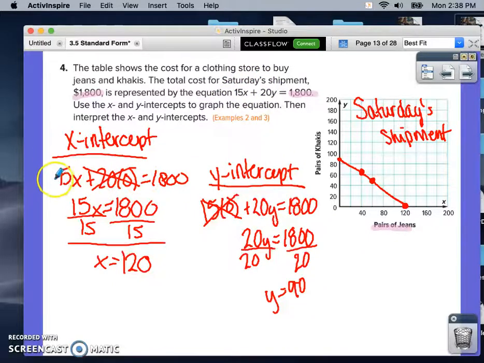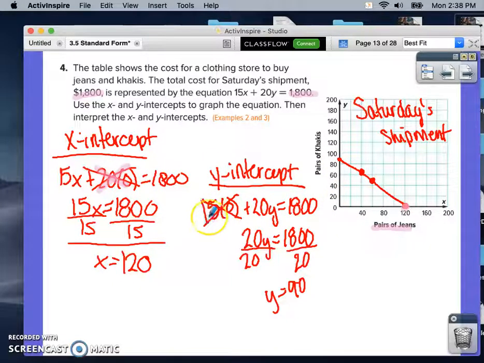So your x-intercept, again, you're going to replace your y with 0 and it goes away. And I have 15x = 1800. Divide both sides by 15, I get x is equal to 120. This is your x-intercept, so that means 120 is going to be your x when y is 0. So I'm going to plot that point. That means that I can buy 120 pairs of jeans, but I wouldn't be able to buy any khakis.